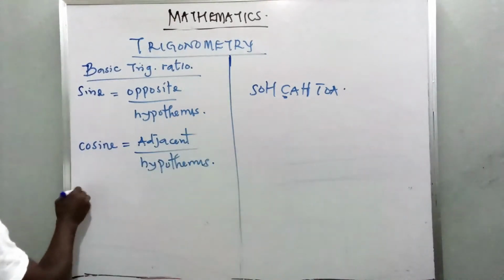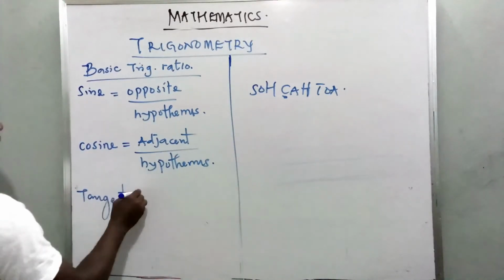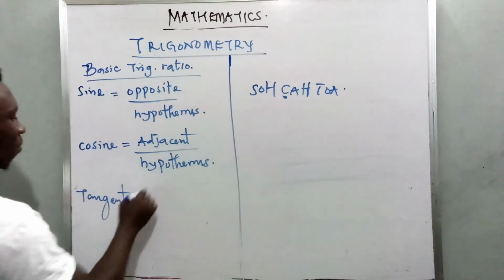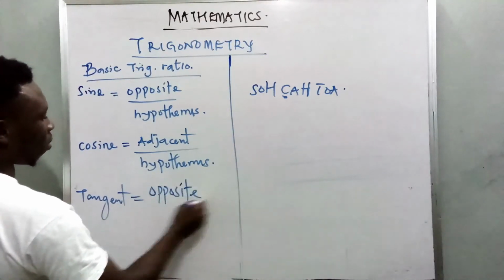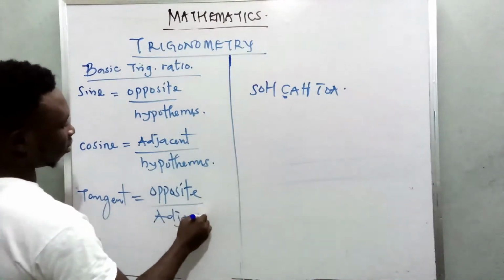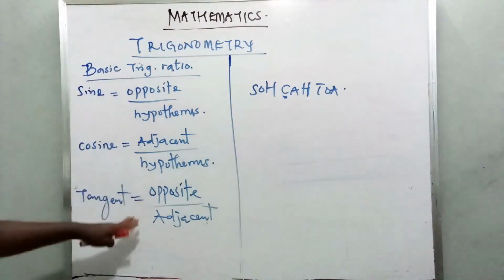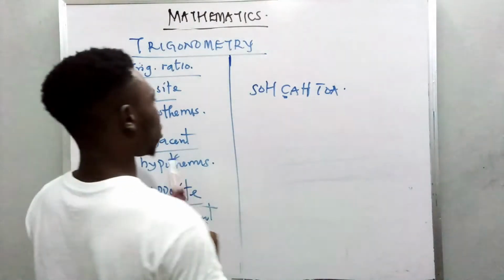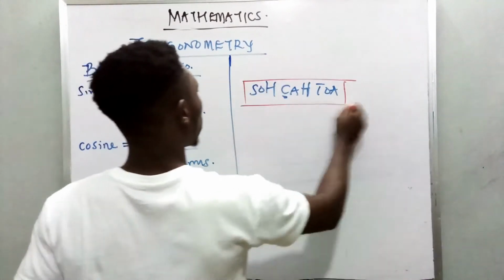And finally, we have the tangent, which is given by the opposite all over adjacent. So the short form to represent all this is what we call SOHCAHTOA.